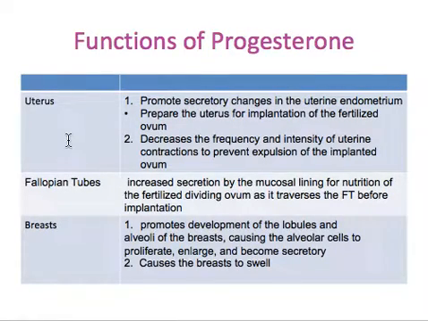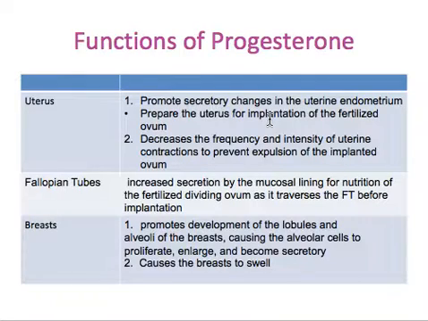So in the uterus, it promotes the secretory changes in the uterine endometrium and prepares the uterus for implantation of the fertilized ovum. And it decreases the frequency and intensity of uterine contraction, therefore preventing the expulsion of the implanted ovum. So it sort of relaxes your uterus so that you will not have a threatened abortion. In the fallopian tubes, your progesterone increases secretion of the mucosal lining. So essentially, it really helps facilitate a successful pregnancy.